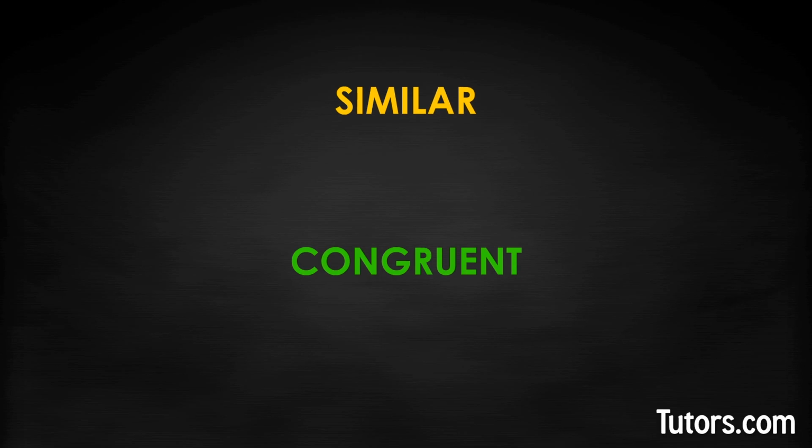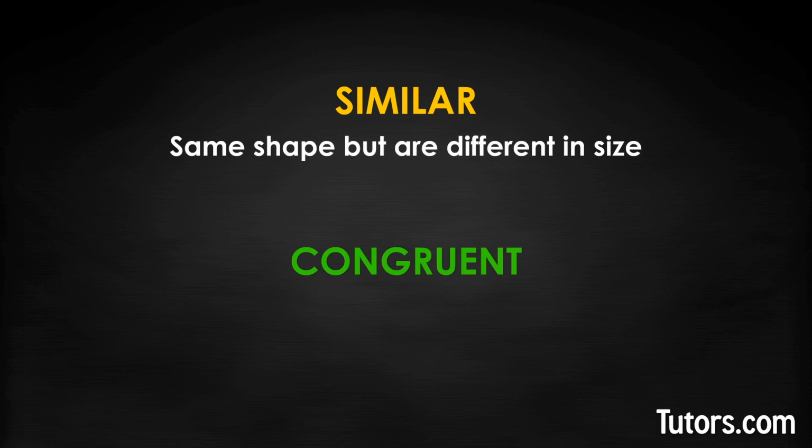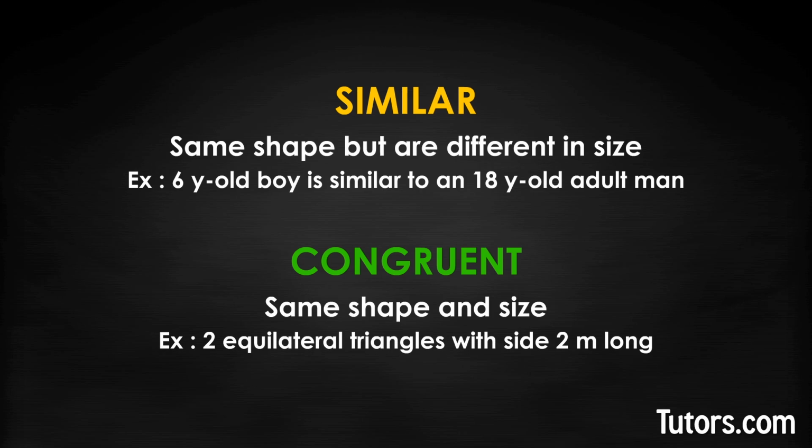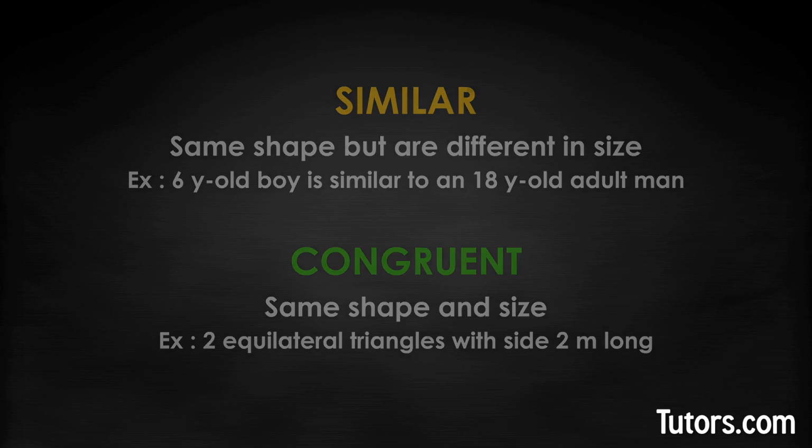Let's start. What does similar and congruent mean? Objects are similar to each other if they have the same shape but are different in size. We say that a 6-year-old boy is similar to an 18-year-old adult man. Triangles can be similar. Objects are congruent if they are the same shape and size. Two equilateral triangles with sides 2 meters long are congruent, since their angles and sides are all the same.